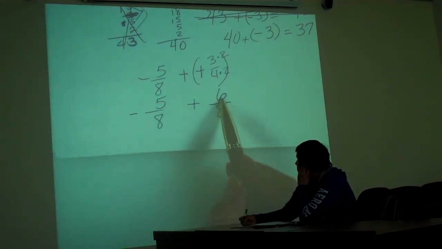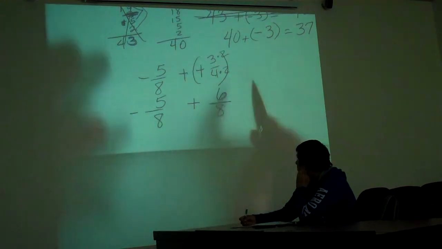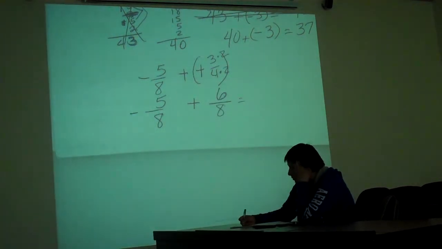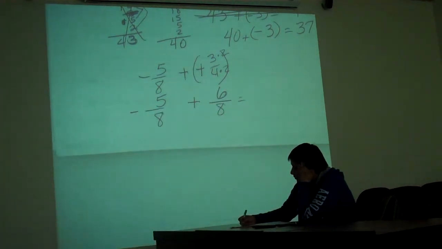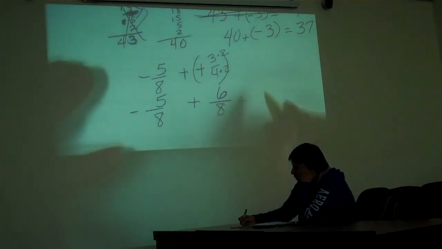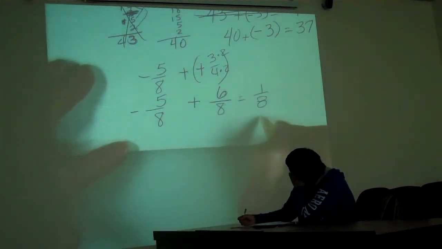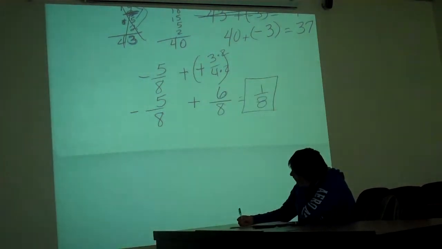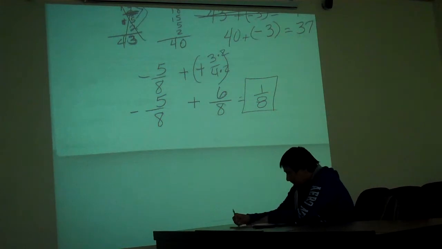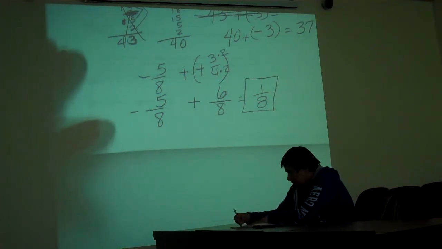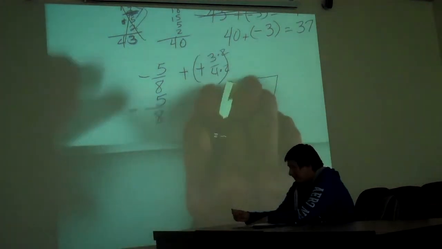6/8 is larger, right? It's larger than 5/8, so our answer is going to be positive. And then we subtract the numbers. So 6/8 minus 5/8 is 1/8. So that's your answer. Let's do another fraction and then we'll do a decimal.